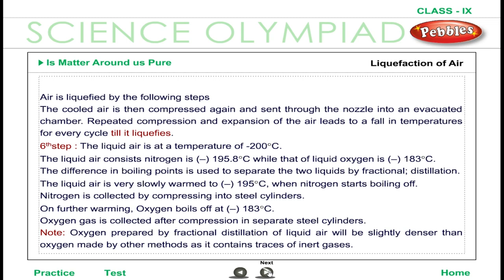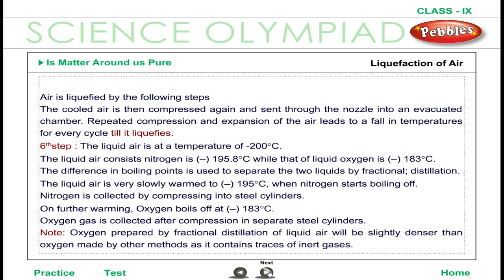Sixth step. The liquid air is at a temperature of minus 200 degrees Celsius. The liquid air consists of nitrogen, which boils at minus 195.8 degrees Celsius, while that of liquid oxygen is minus 183 degrees Celsius. The difference in boiling points is used to separate the two liquids by fractional distillation.